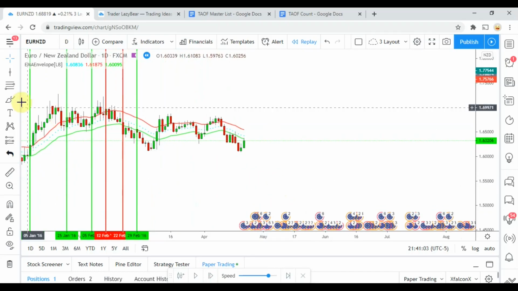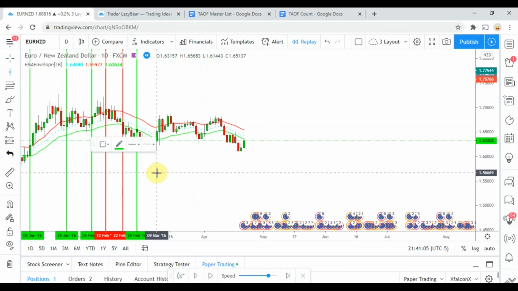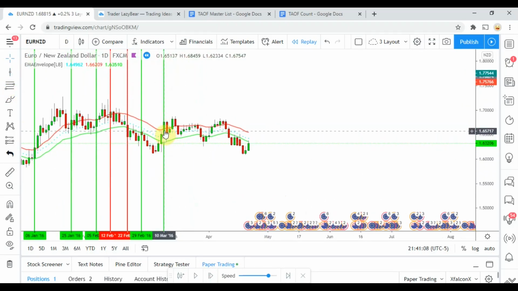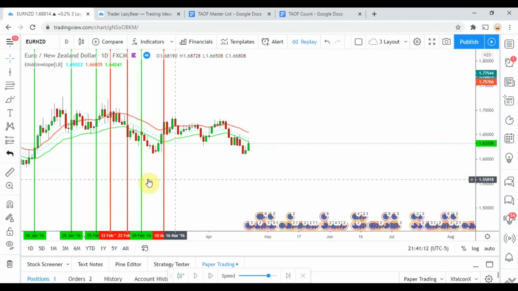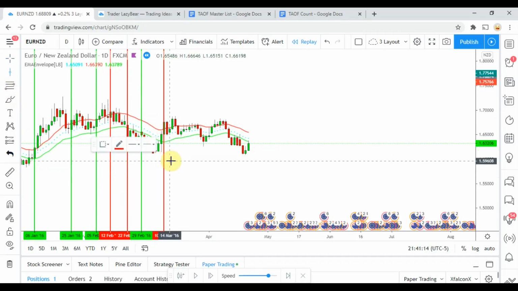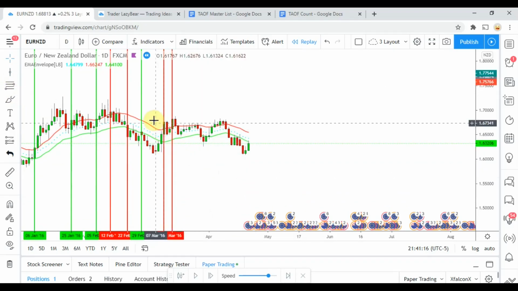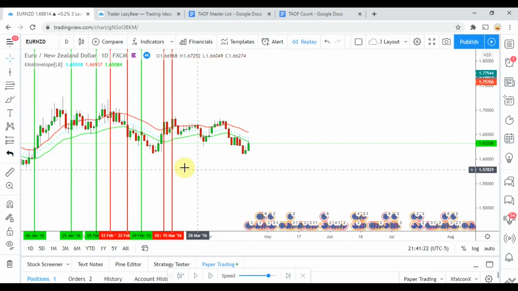Play out a few signals here, and then we'll start tracking through them. So we get a break to the upside there. Unfortunately, that one gets us stopped out. Another break to the upside right there. Kind of the same deal, gets us stopped out almost immediately as the next candle reverses really heavily on us.